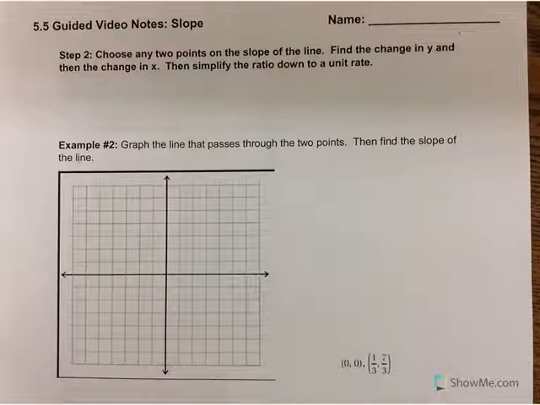So for the next page here, we have to flip back for step 2. It says choose any 2 points on the slope of the line, find the change in y and the change in x, then simplify the ratio down to a unit rate. If you remember unit rate, that means the denominator must be 1.